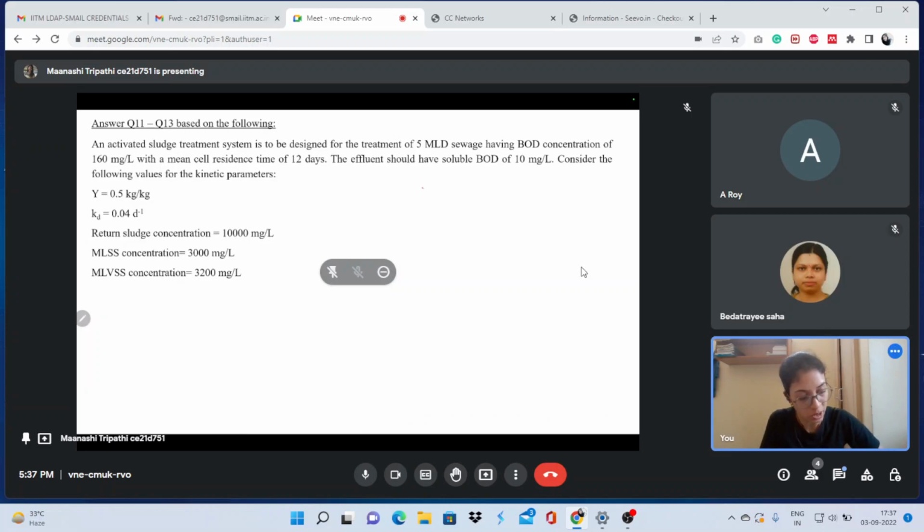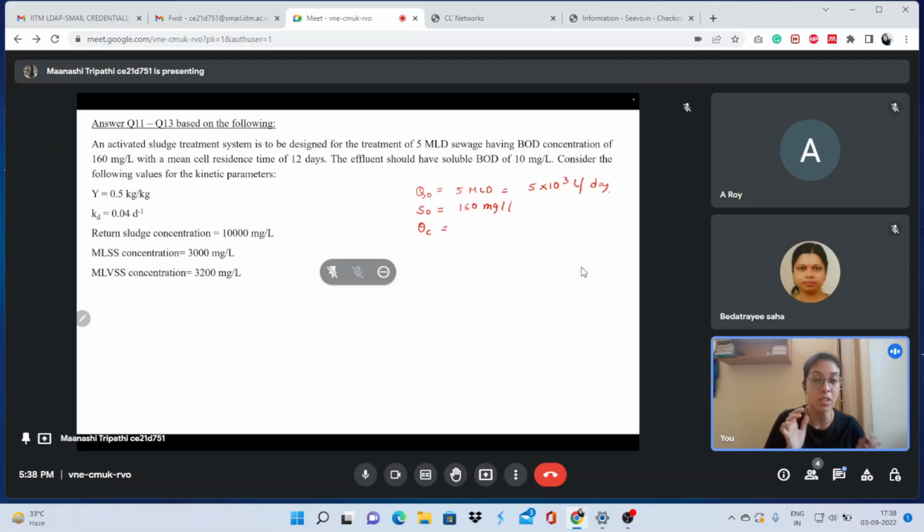What is Q naught? Q incoming? It's 5 MLD, which is equal to 5 into 10 to the power 3 liters per day. BOD concentration of 160 mg per liter. So S naught, we will represent BOD, meaning food or substrate, as S naught. That will be 160 mg per liter, with the mean cell residence time. Mean cell residence time we represent by theta C.